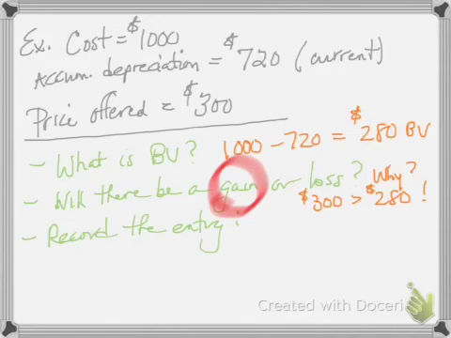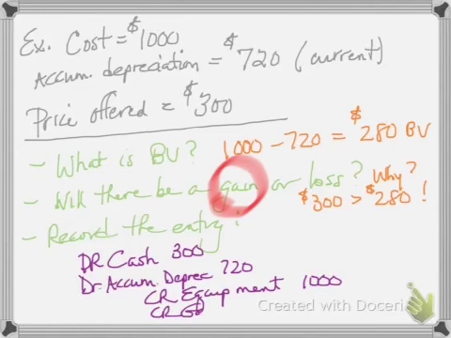Now, how are we going to record the entry? We need to accomplish a few things. We need to get rid of the asset account. We need to get rid of the related accumulated depreciation account, because that asset and its accumulated depreciation are going to go away. We're selling the asset. We're going to have to record that we're receiving some cash, and then we've got to record the related gain. And in this problem then, we would debit cash for $300 because that was the price that we've received.